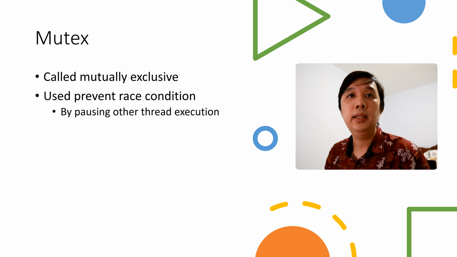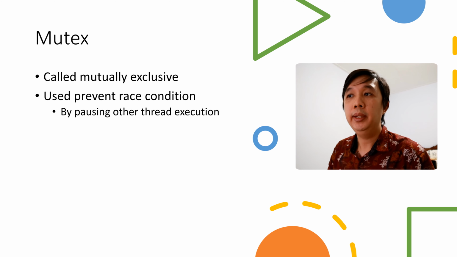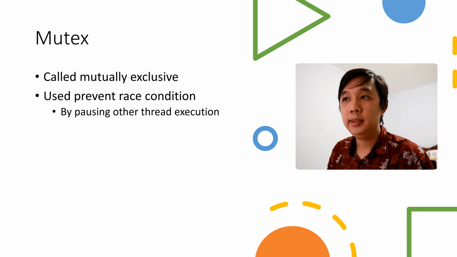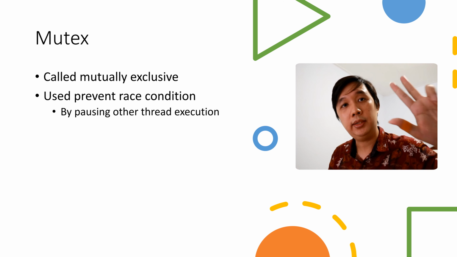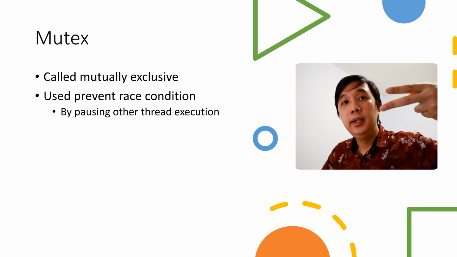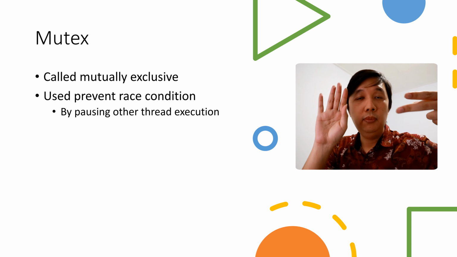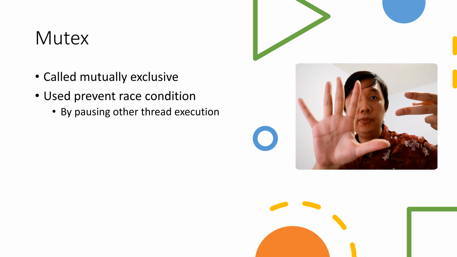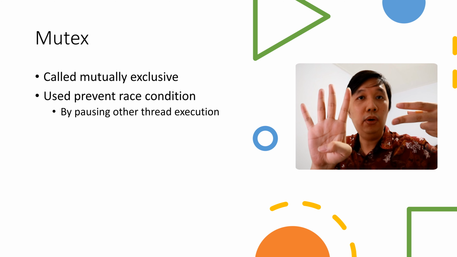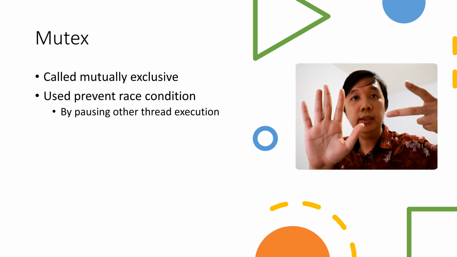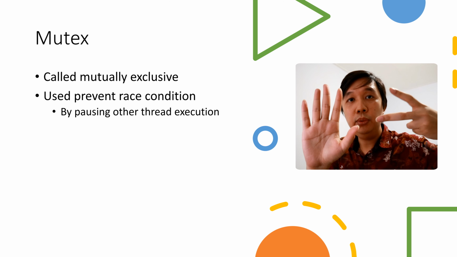The first thing that we need to understand before we can begin multi-threading programming is the mutex. It's called mutually exclusive. The mutex is used to prevent race conditions. Now I will explain race conditions. For example, there are 2 threads, thread A and thread B, and there is a variable I with the value 5. Thread A wants to reduce the value to 4, while thread B needs to retrieve the value.